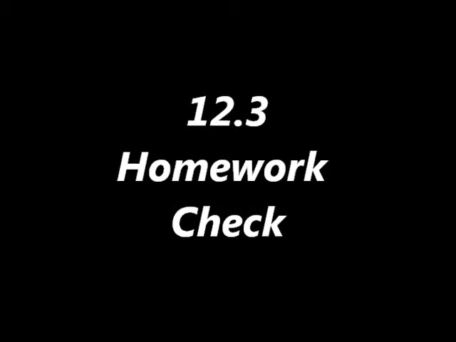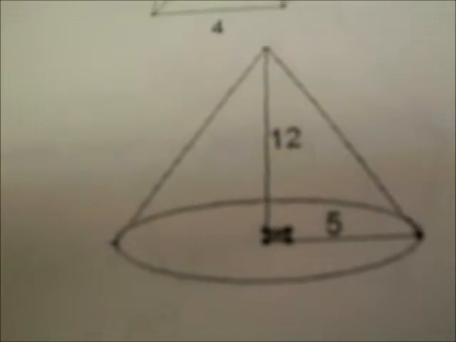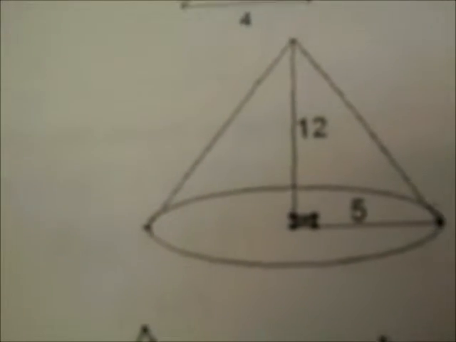For problem 12.3, we have to do problem 2 of the homework track. We have to find the surface area. So if we put in the equation pi times radius squared plus pi times radius times slant height, we'll get the surface area.